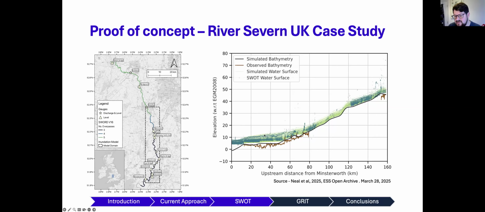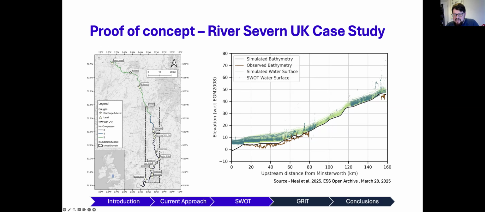And on the right here, all the dots are the SWOT observations. The light green lines are the fitted gradually varied flow water surfaces, and the black line here is the bed topography that we backed out of the GVF. When we compare it to the observed bathymetry that we got from the Environment Agency in the lower section of the River Severn and the upper section, we find that there's a pretty good fit, and it simulates the major features.